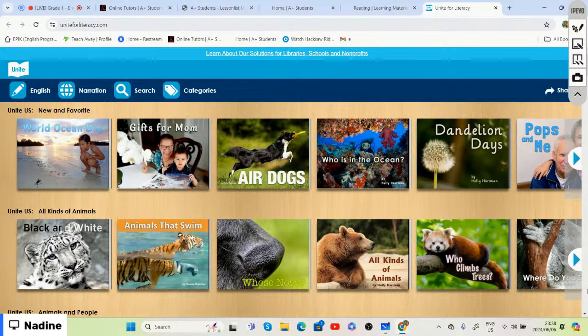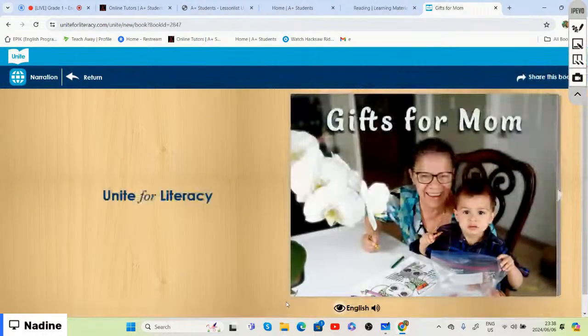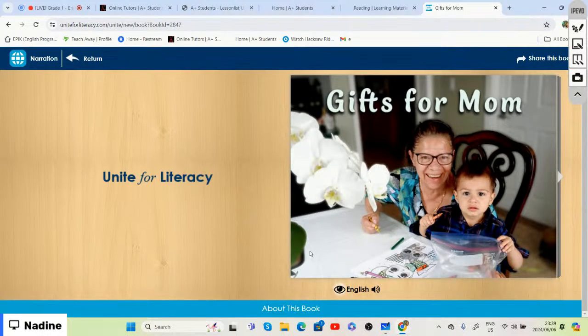All right, once we go into the audiobooks, we're going to have to choose a book to read, right? And if we are going to choose a book to read, we can say Gifts for Mom. Gifts for Mom by Natalia Garcia Hernandez.